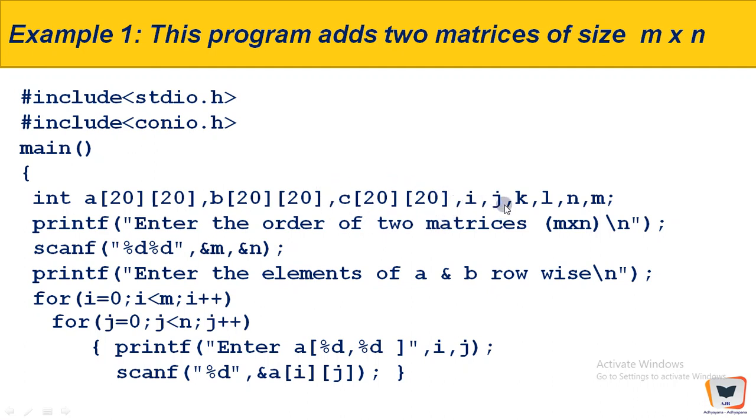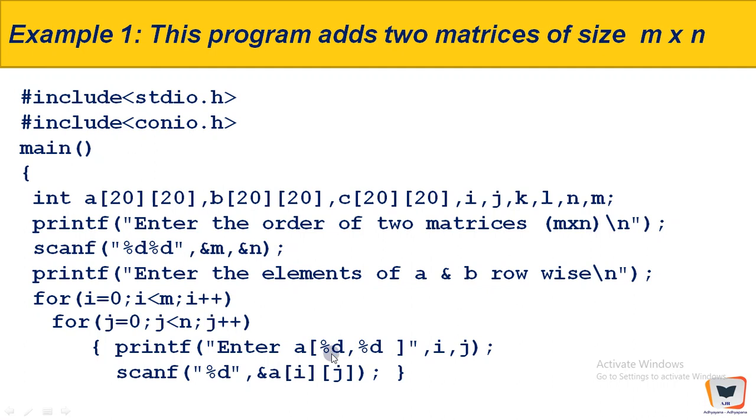So i and j are meant as loop indices. So also k and l, n and m, are the size of the matrices. Enter the order of 2 matrices. It is m and n. Enter the elements of A and B row wise. This will input the elements of matrix A. So i equal to 0, i less than m, that is m rows, j equal to 0, j less than n columns. Enter A %d %d, i j.